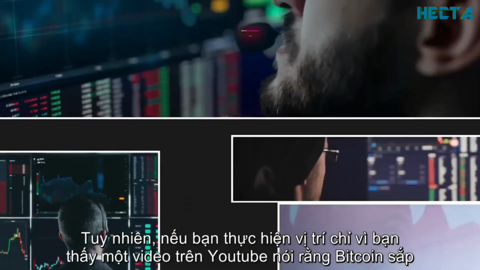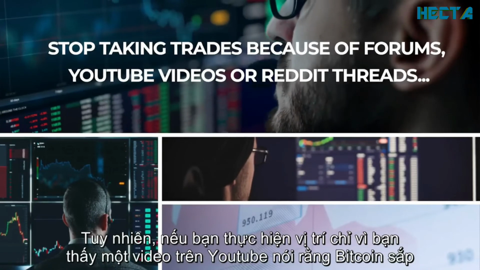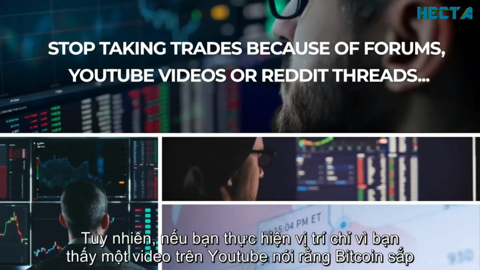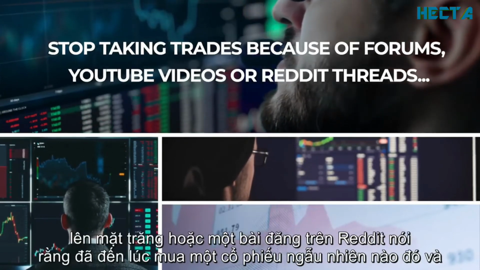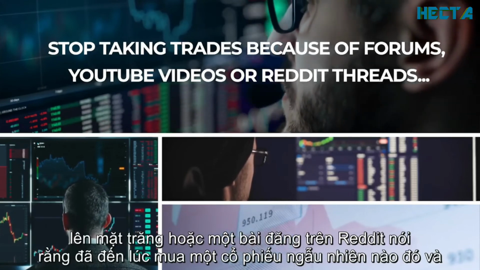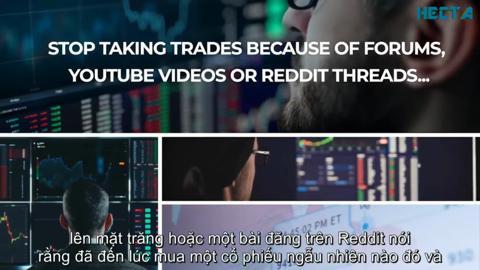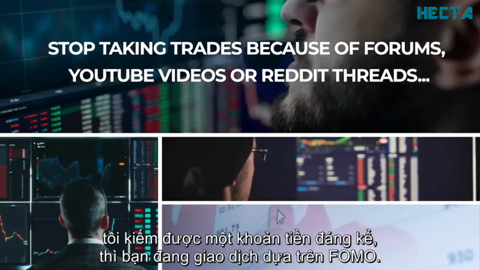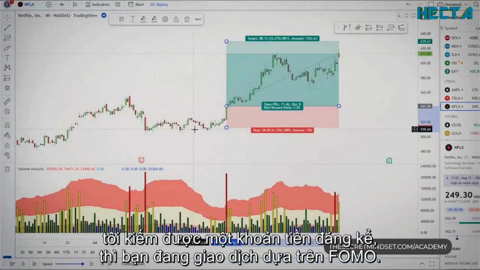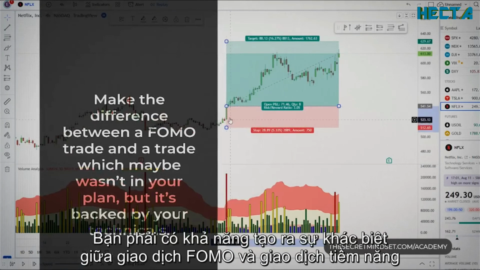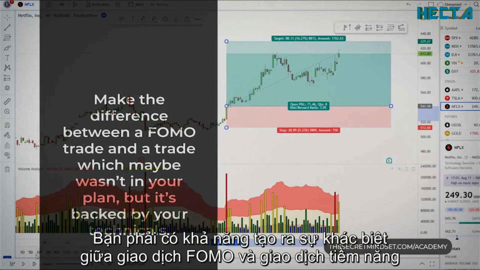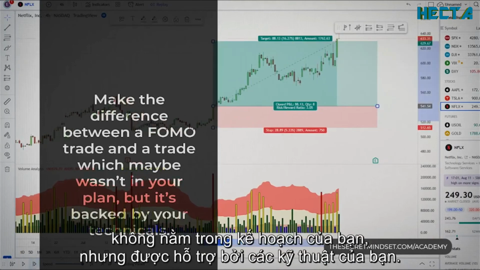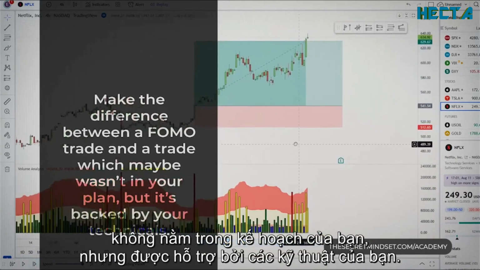But if you take a position because you saw a YouTube video saying that Bitcoin is going to the moon, or a Reddit post that said that it's time to buy a random stock and there's significant money to be made, then you are trading based on FOMO. You have to be able to make the difference between a FOMO trade and a trade which maybe wasn't in your initial plan, but it's backed by your technicals.